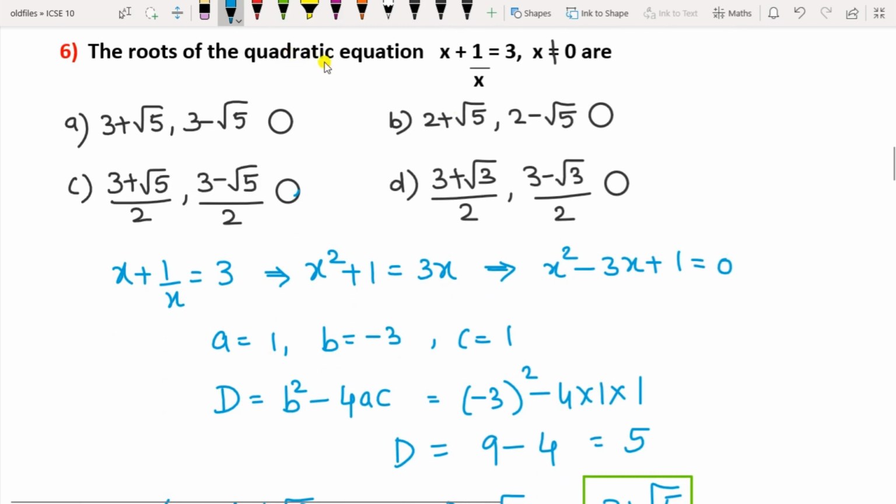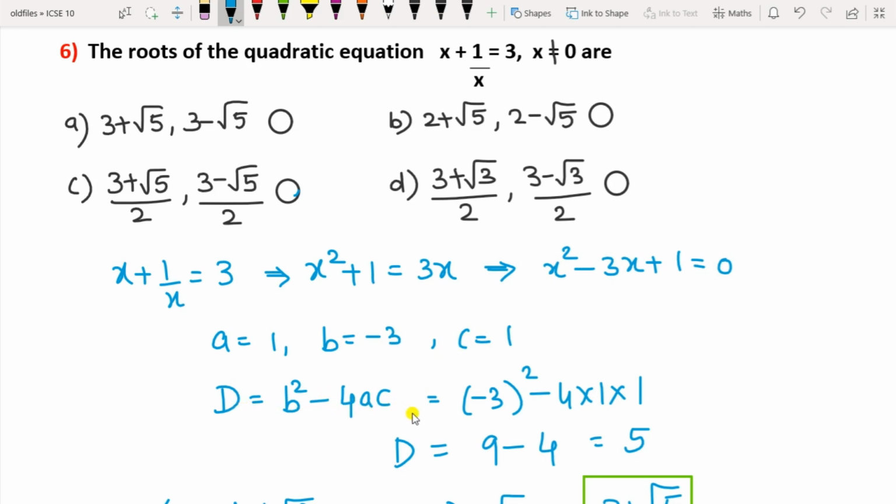Question 6 here is, the roots of the quadratic equation x plus 1 by x equal to 3, where x is not equal to 0, are. So you have to find its roots, and therefore convert this equation into a general quadratic form. This is x square minus 3x plus 1 equal to 0 by taking the LCM of x here. And from this equation now a is 1, b is minus 3 and c is 1 here. Okay, and you have to find the roots. Therefore first you need to find the D.